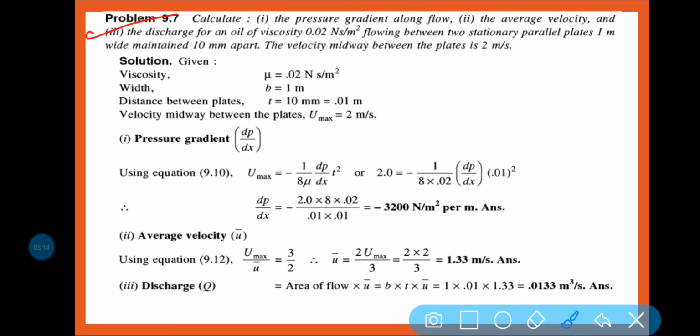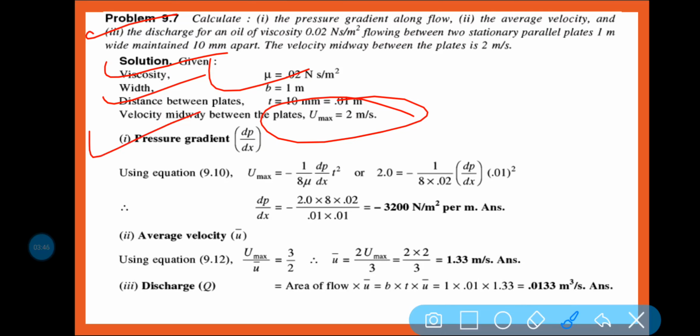Okay, so viscosity mu is equal to 0.02 Newton second per meter square, with B equal to 1 meter, distance between plates t equal to 10 millimeter or 0.01 meter, velocity midway between the plates U max is equal to 2 meter per second. So here basically you need to find out the pressure gradient dP by dx.